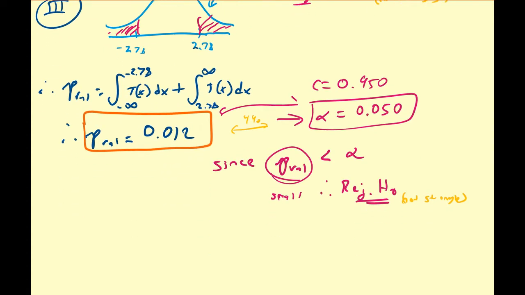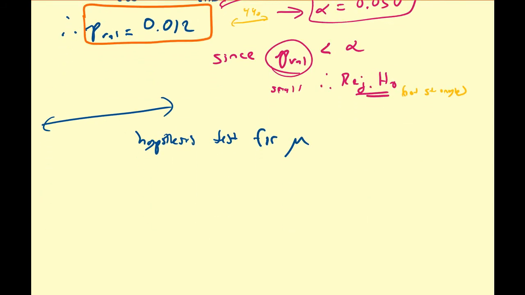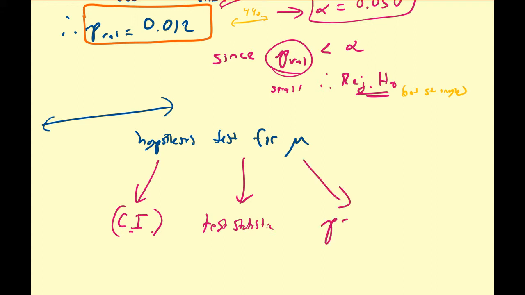So that's pretty much how to conduct a hypothesis test for a mean. We have a hypothesis test for the population mean, and you can approach this one of three ways. You can approach it with confidence intervals, with test statistics, or with p-values. It doesn't really matter which one you use, but confidence intervals are usually intuitive to those who are not statistically inclined. So if you're giving a presentation, confidence intervals are usually the best way to go.